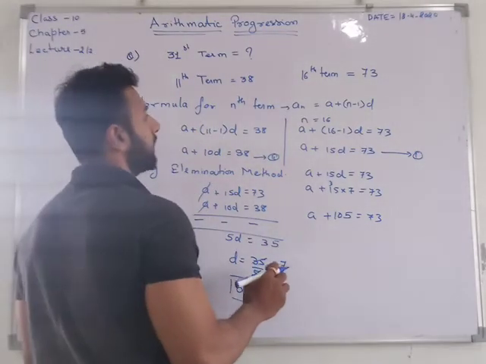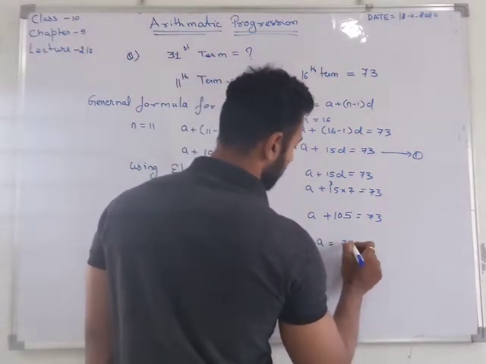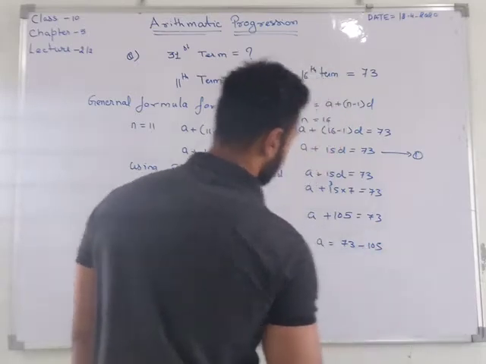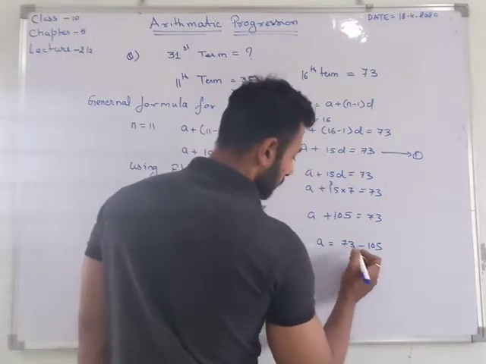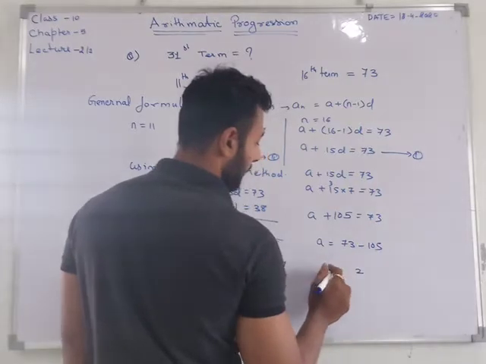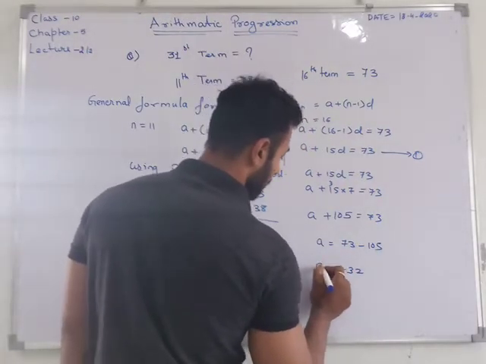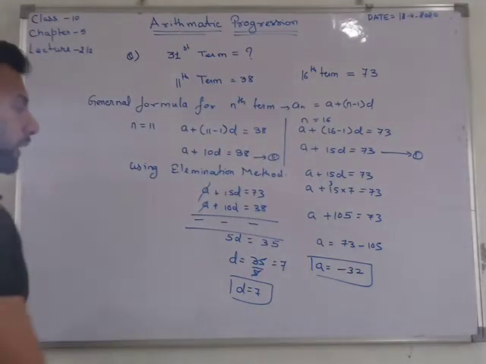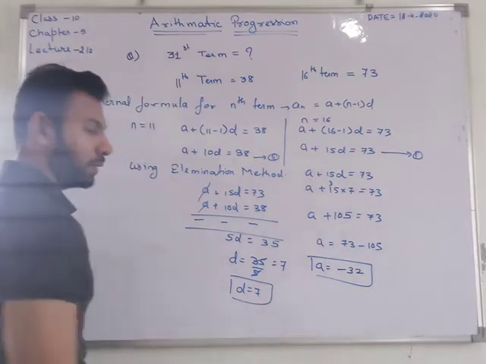Now substituting the value, a is equal to 73 minus 105. Solving these, we will be getting minus 32. a is equal to minus 32. Now we got the value of the two variables: a is equal to minus 32 and d is equal to 7.